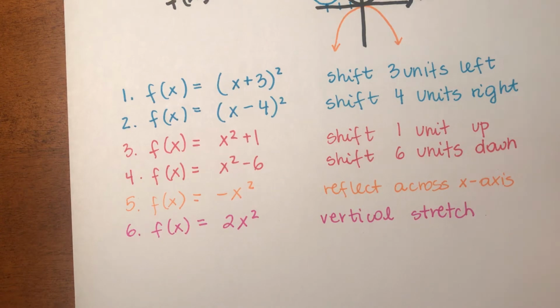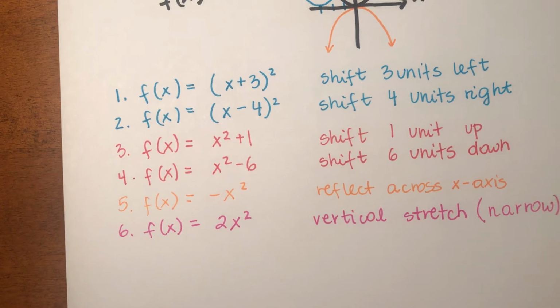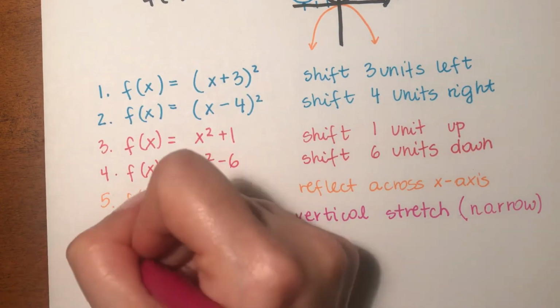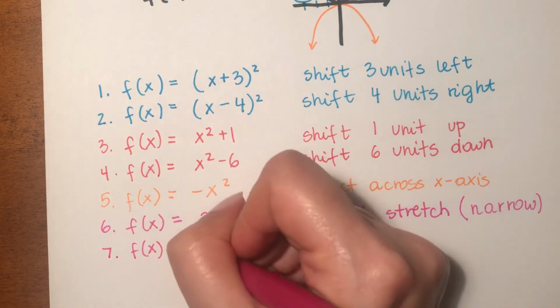Now, if you have a vertical stretch, if you're stretching something vertically, it actually becomes more narrow. Okay, and then number 7, let's say I have f(x) = 1/4 x².